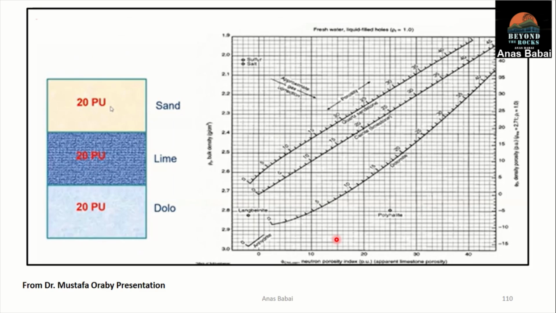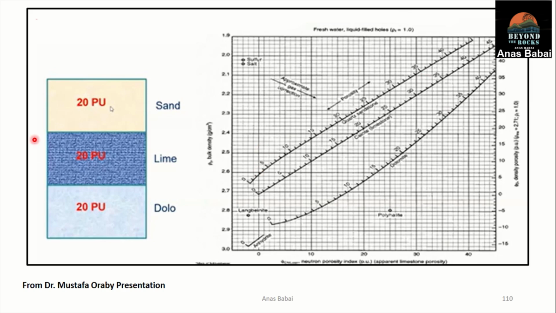Before that, we said that neutron is always in limestone scale. So that means for this 20% porosity that we encountered in sandstone, when we are trying to see how it's equivalent in limestone scale, we can easily use the neutron density cross plot. So we have those three lithologies. This is for sandstone, this is for limestone, and this is for dolomite, and those numbers are the porosity values that we have.